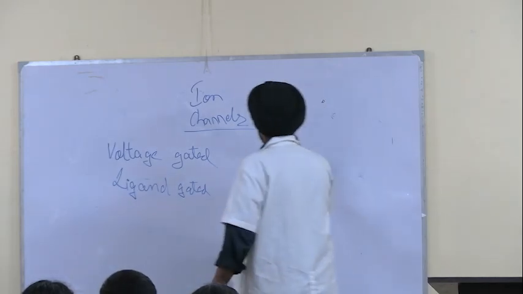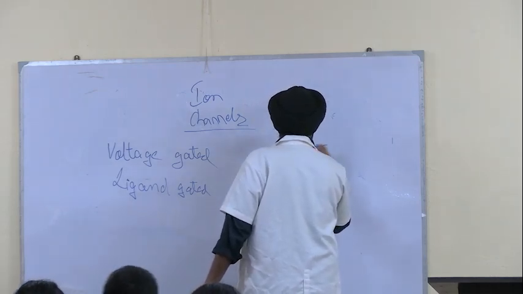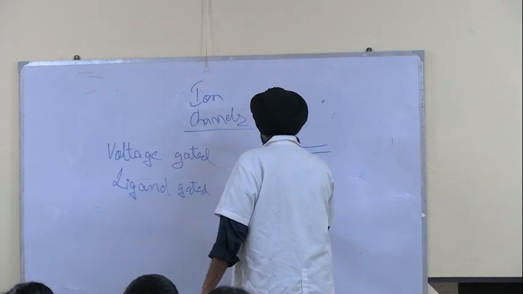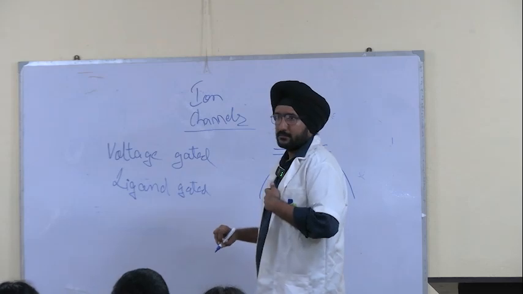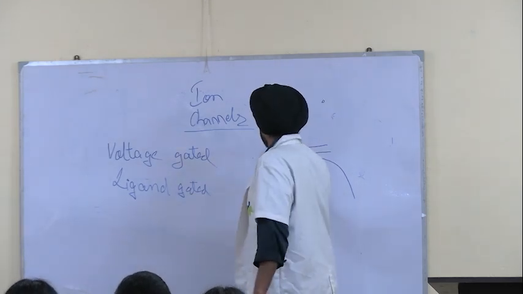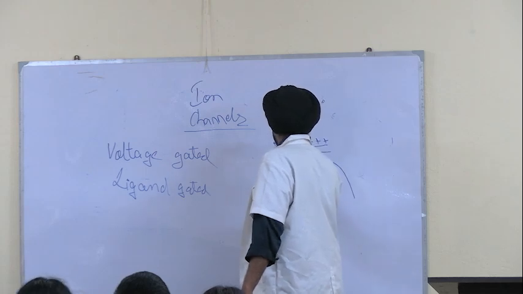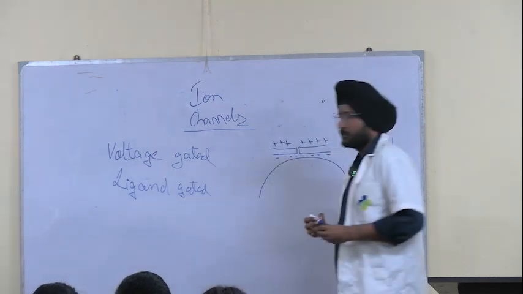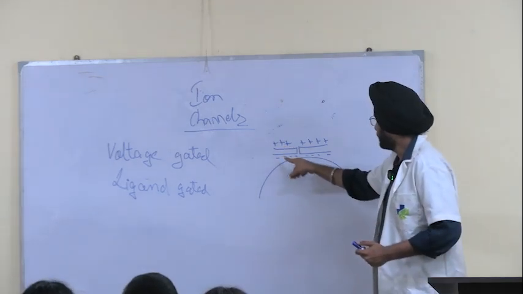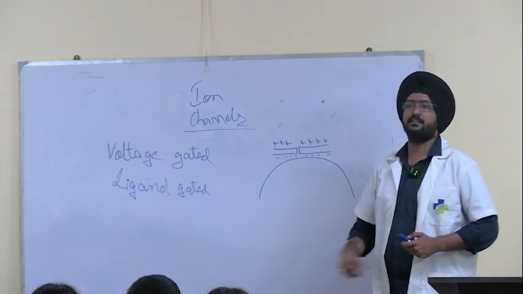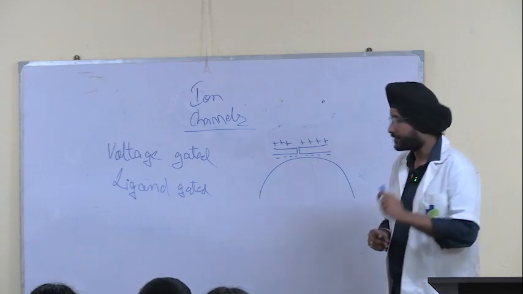See, they are like that. If you want to discuss anything, I am here. You can talk to me. This channel is currently in the closed position. This is a voltage gated channel. See, there is a clear potential difference visible here. Okay, so this is in a closed state.